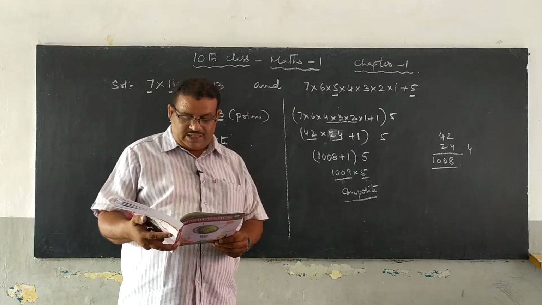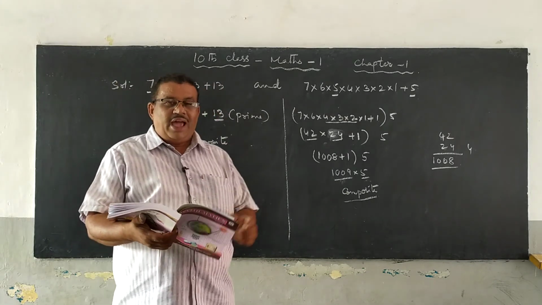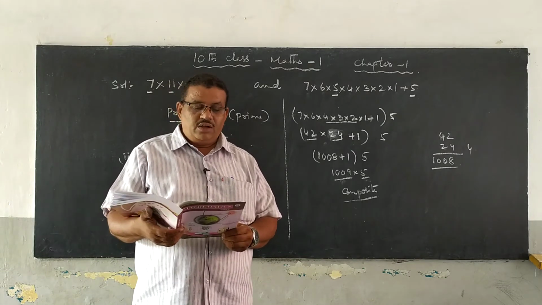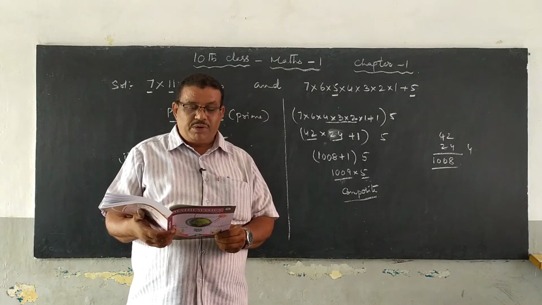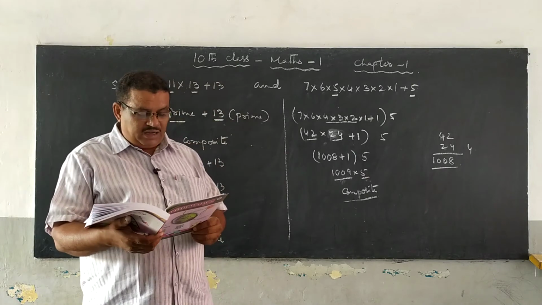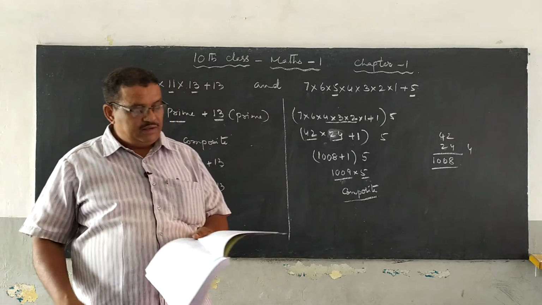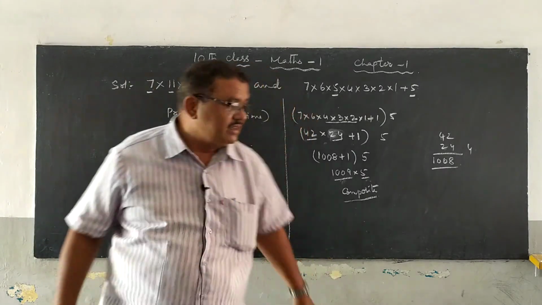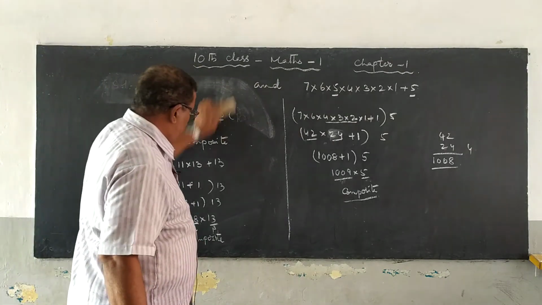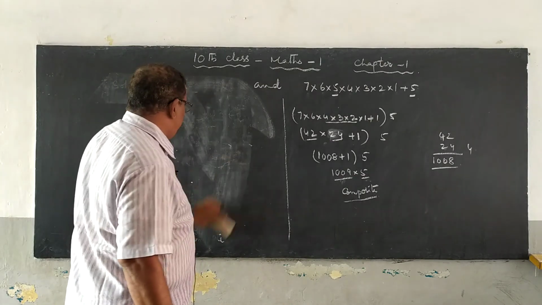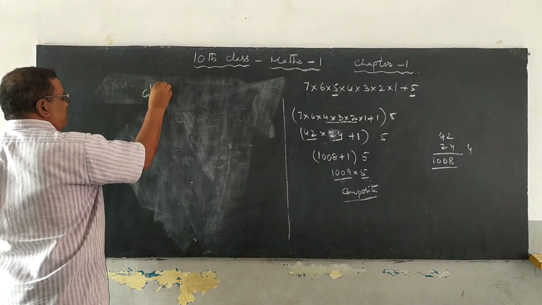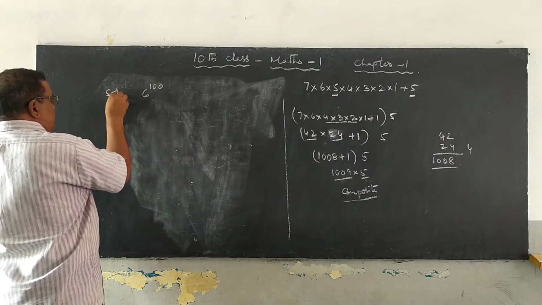Now we are going to discuss the fifth problem in the same pattern, so you have to do it yourself. I will send the photograph of page number 8. Now let us go through the sixth problem: what is the last digit of 6 power 100? Let us see what is the unit digit of the number 6 power 100.